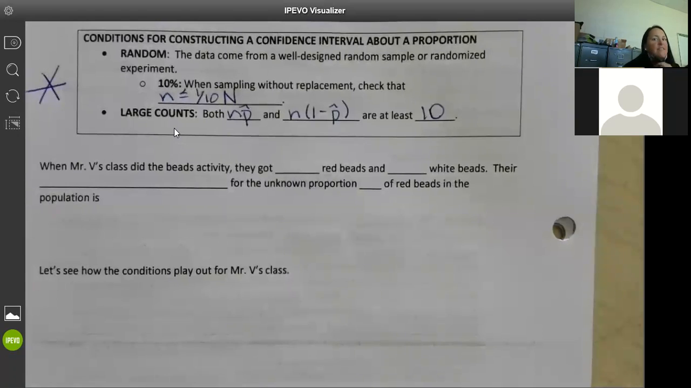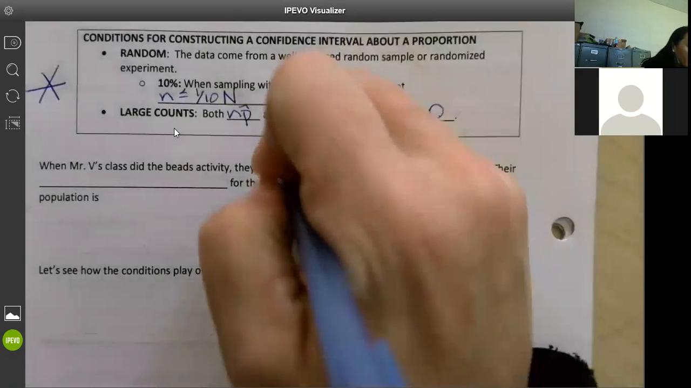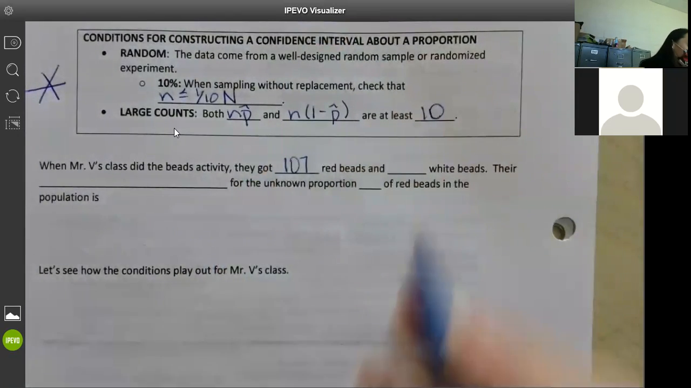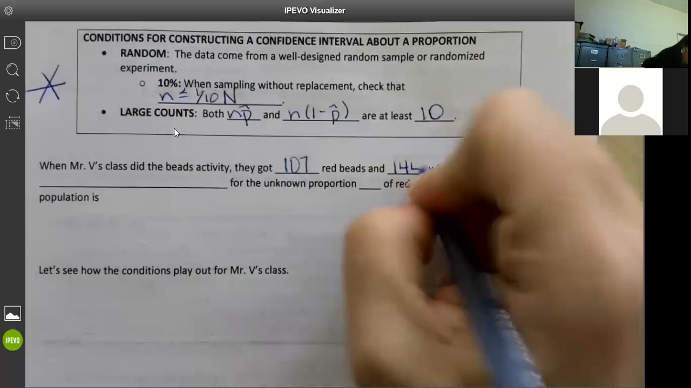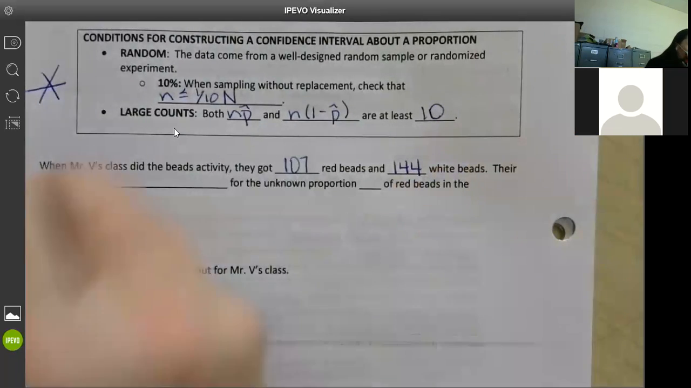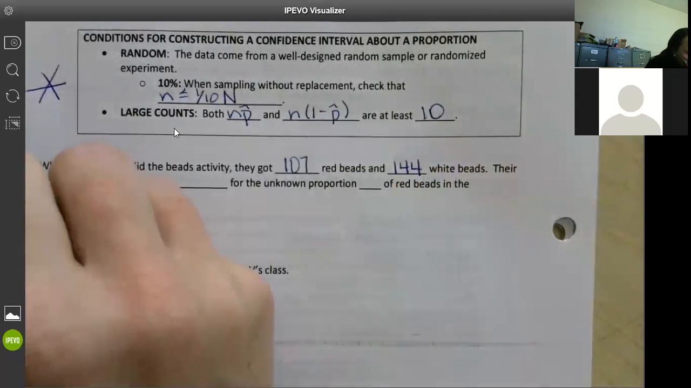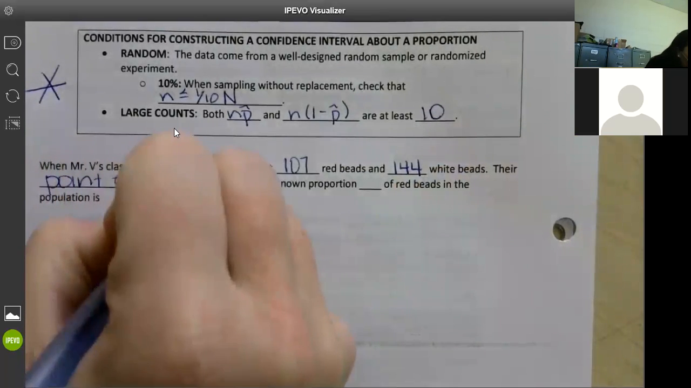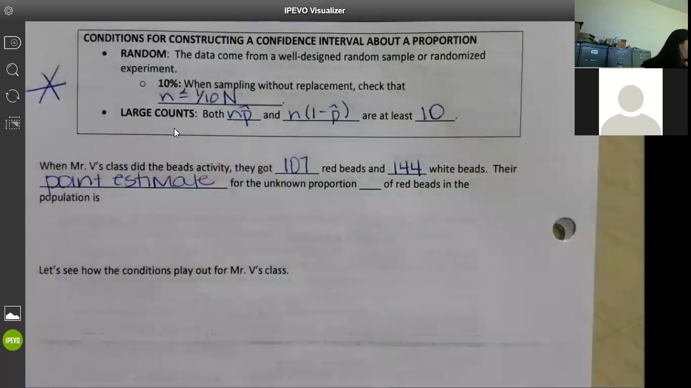When Mr. V's class did the beads activity, and I told you about that a minute ago, you can go back and look at it. It's not important. They got 107 red beads and 144 white beads. Their point estimate for the unknown proportion P of red beads in the population is this.